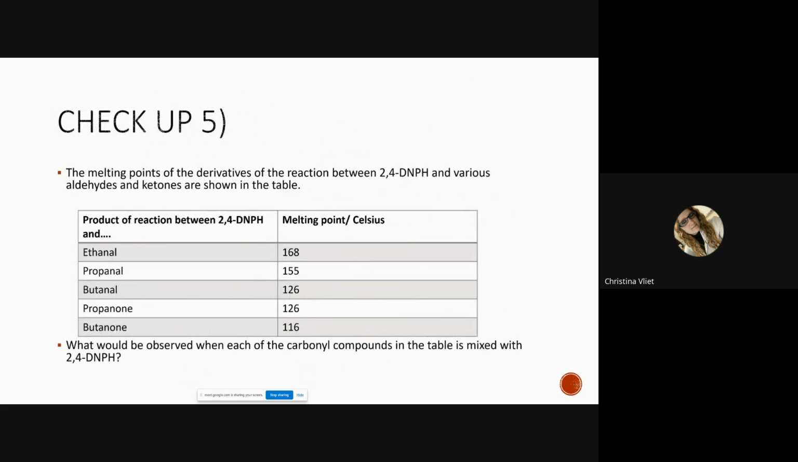Check a 5. Melting points are given. I told you if you really wanted to know exactly what you have, you would throw it in a melting point machine and you would watch the sample melt, turn from solid to liquid. It could take a long time. It is very boring. It was my least favorite thing about organic chemistry labs. But the question at the bottom says, what would be observed when each of the carbonyl compounds is mixed with 2,4-DNPH? Go ahead, Alex.